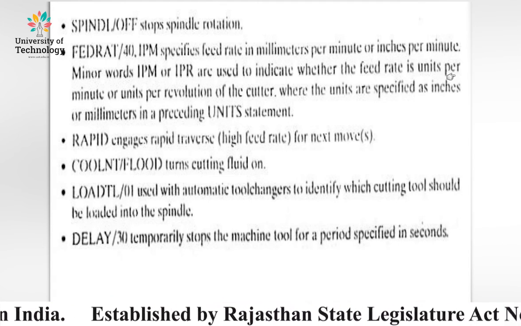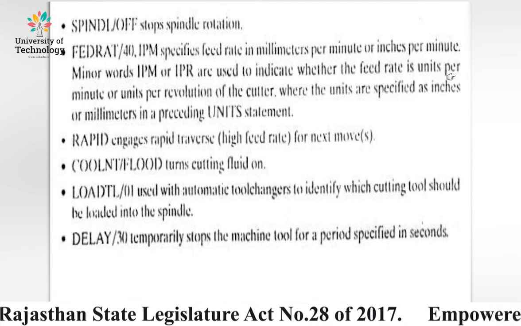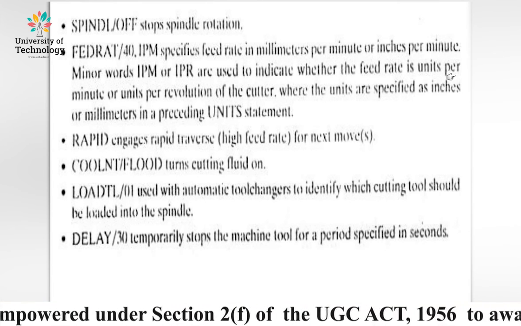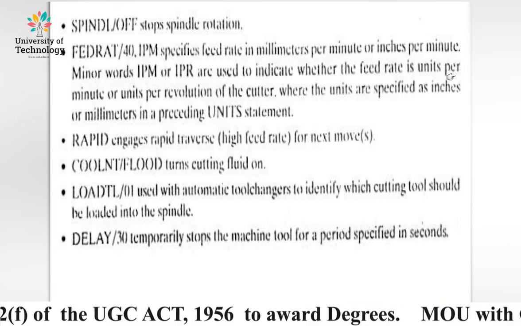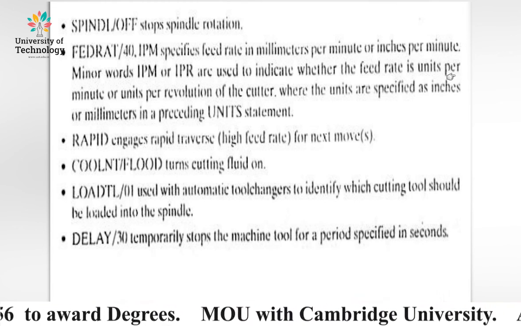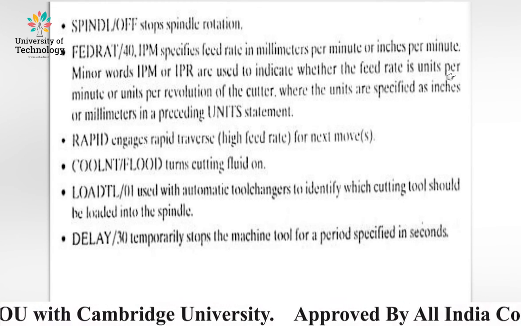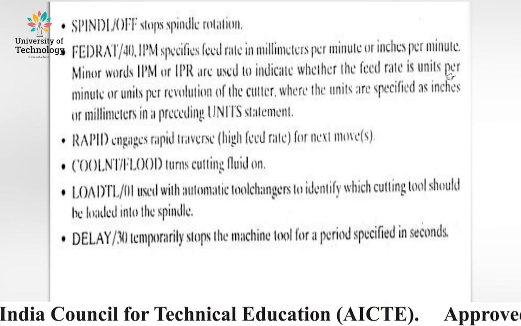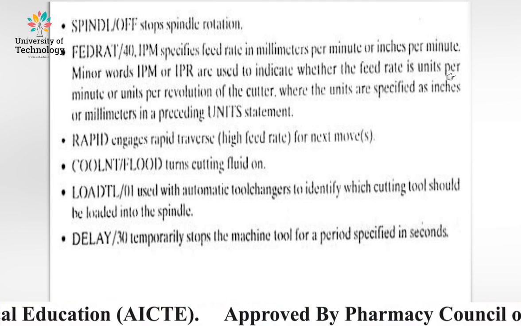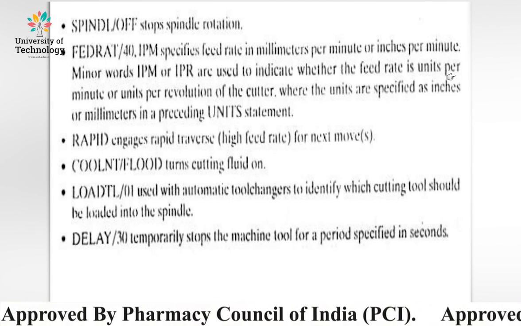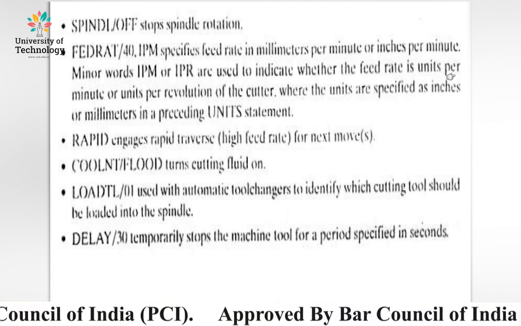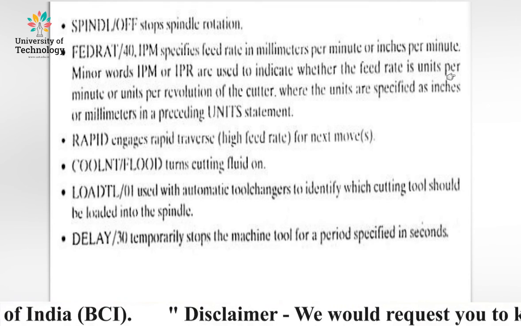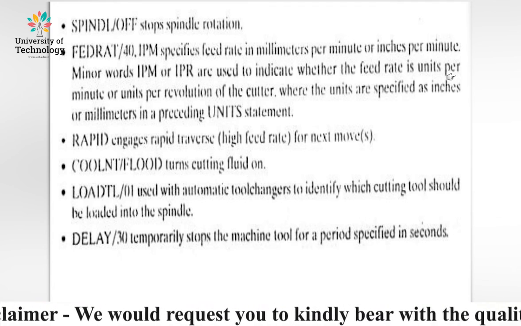Feed rate, FEDRAT, feed rate oblique, how much is required? Here is an example of 40 inches per minute. It specifies the feed rate in millimeters per minute or inches per minute. The minor words IPM or IPR are used to indicate whether the feed rate is units per minute or units per revolution of the cutter, where the units are specified as inches or millimeters in the preceding unit statement. RAPID engages rapid traverse, a high feed rate, for the next move.